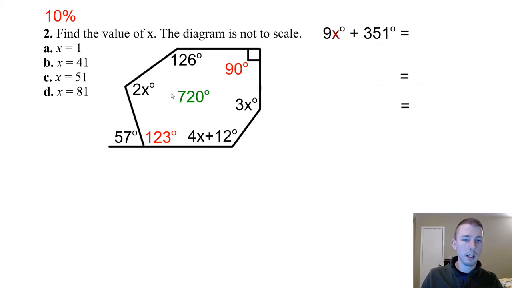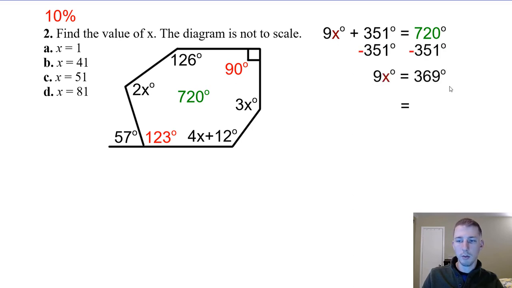And then all of that together has to add up to 720 degrees because we do have a hexagon. So 4 times 180 we said was 720. Then we subtract 351 from both sides, and we get 9x is equal to 369. Then we divide both sides by 9, and that leaves us with x is equal to 41. So that's our answer, B, x is equal to 41.